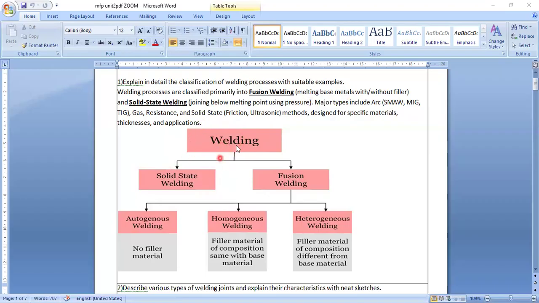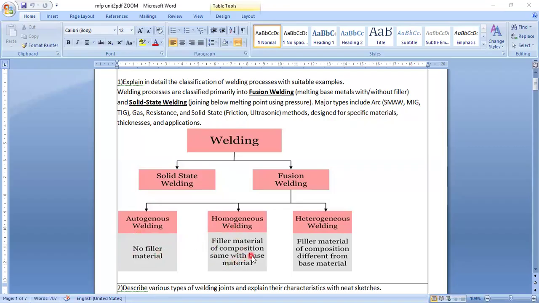Welding is divided into two types: solid state welding and fusion welding. Fusion welding is the liquid state, where solid is melted into liquid. Fusion welding is again divided into autogenous welding, homogeneous welding, and heterogeneous welding. Autogenous welding means no filler materials are used in the welding process. The two pieces are joined together directly, without filler in the gap.